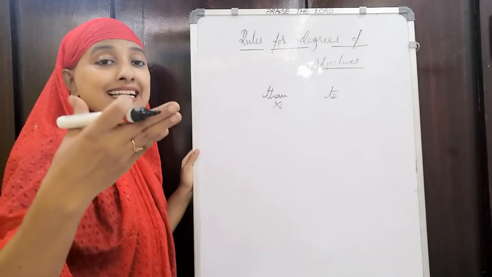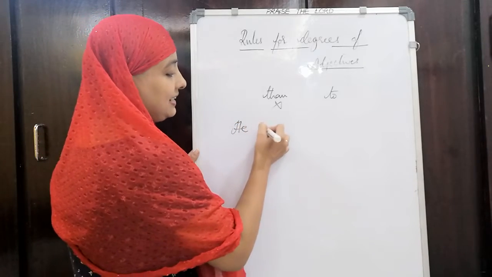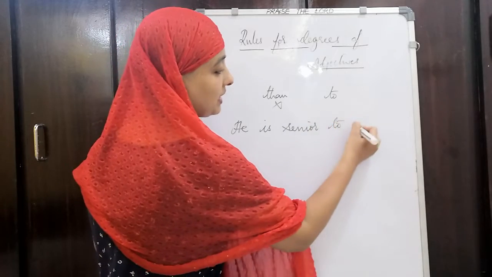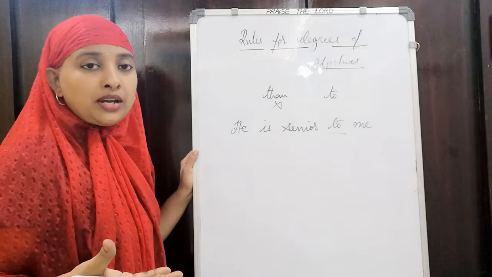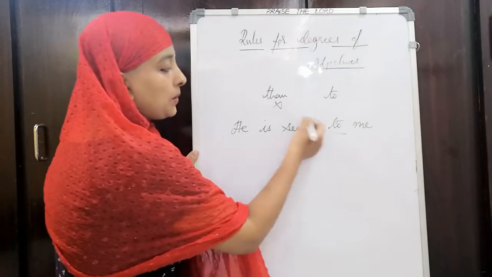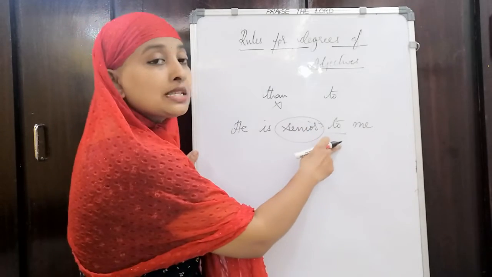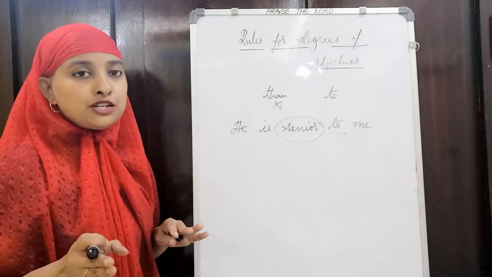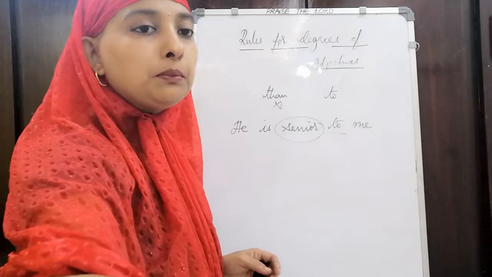Like, he is senior to me. We will say he is senior to me. You should not say senior than me. If anybody is using than, then it is wrong. So this is the word which I am talking about. When words like this are used, you have to use to along with it, not than. Senior, junior, prefer. I'll just list out the words for you.